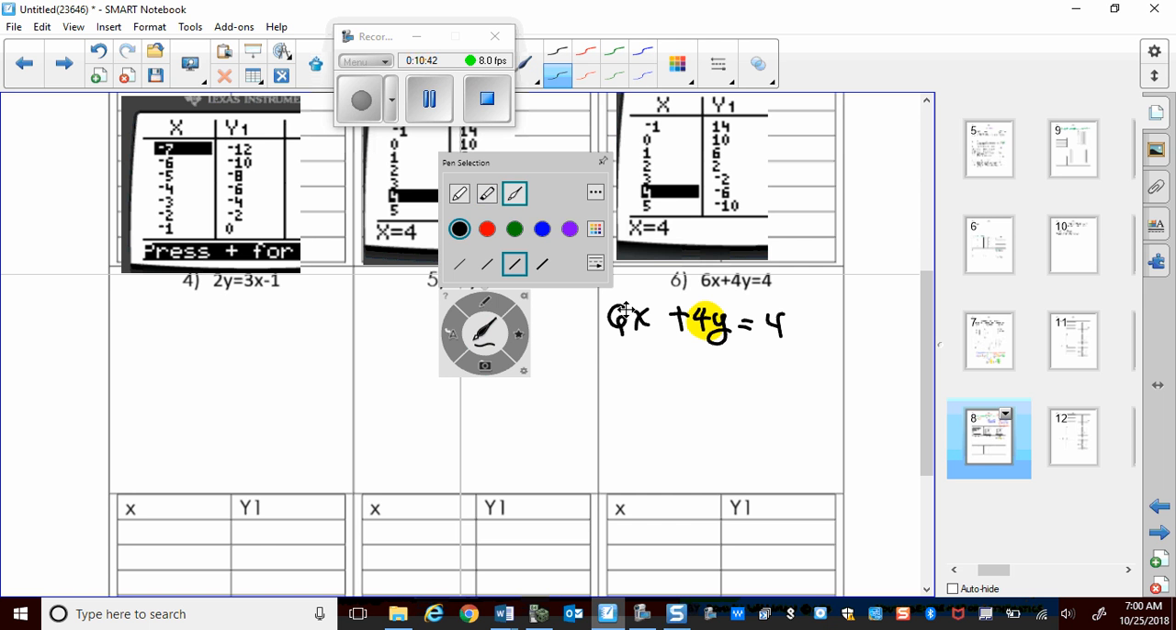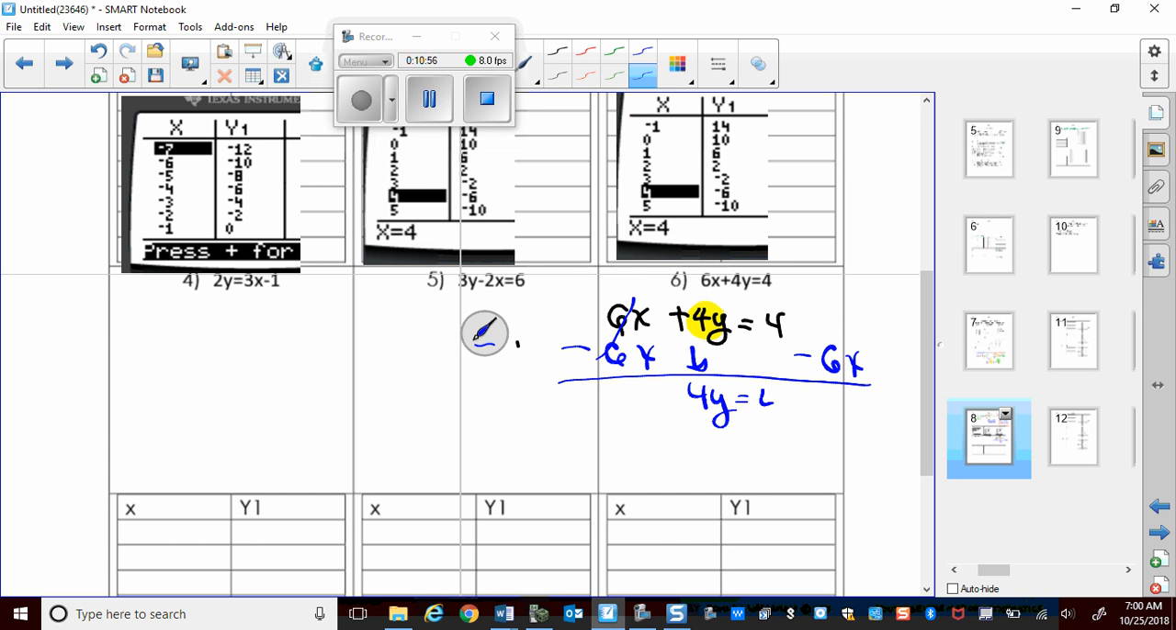So first, I'm going to move the x term to the other side of the equal sign. 4y comes down, equals 4 minus 6x. Then I divide each term by 4. Get y equals 1 minus 3 over 2 times x. And this is the equation I'm going to put in my calculator.